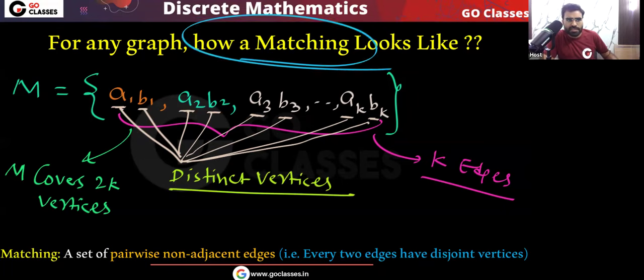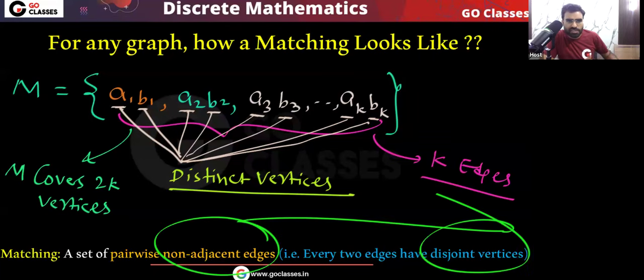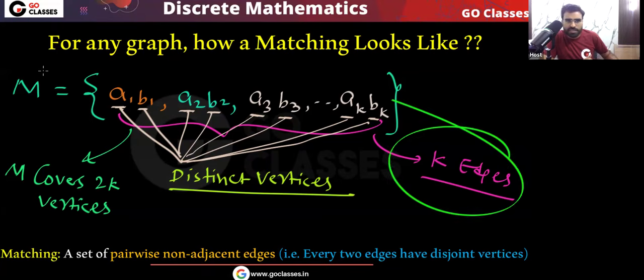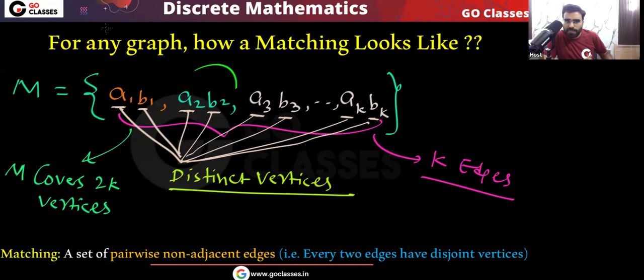So remember, a matching is a set of pairwise non-adjacent edges. Non-adjacent edges have disjoint vertices. They cover disjoint, or distinct, vertices. If you have this matching with K edges, every edge covers two vertices, but since these are non-adjacent edges, they cover distinct vertices. So this matching covers a total of 2K unique vertices, 2K different vertices.